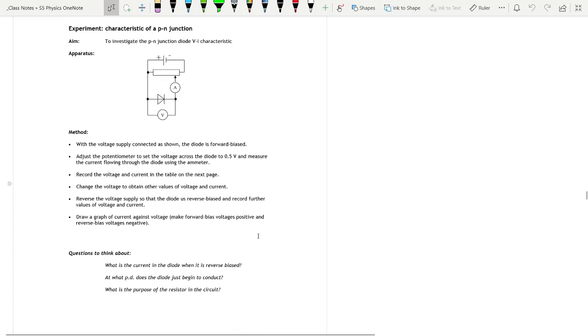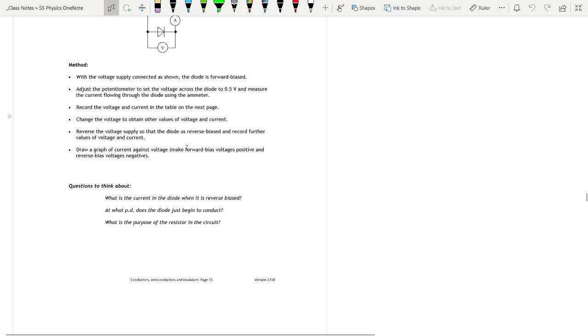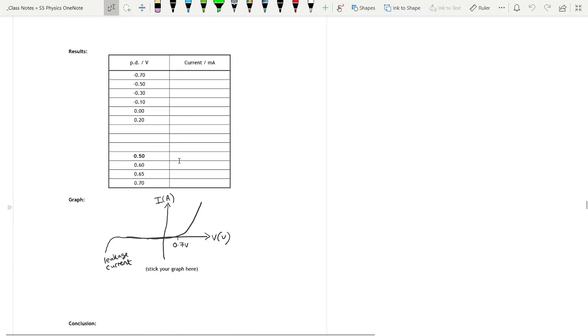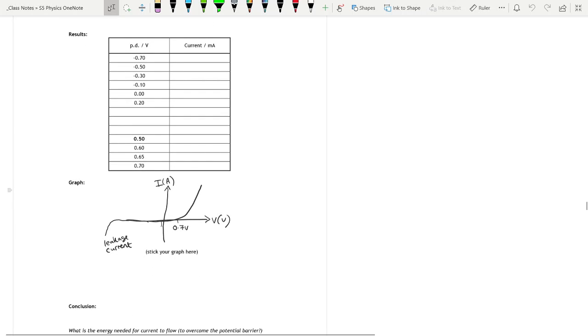Now there's an experiment that I'll show you, which is basically showing you that you need a certain amount of voltage for a diode to start working. So this is basically a diode setup in a circuit, and what we do is we measure the voltage across the diode and when it begins to conduct and when it doesn't conduct. So you find that when you do this experiment, you get a graph that looks like this.